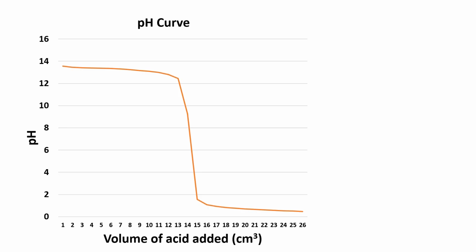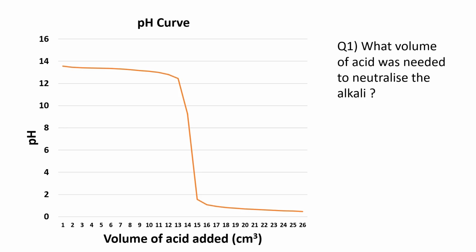Or you could also get a question like this: what volume of acid was needed to neutralize the alkali? So first of all, you need to remember that pH 7 is neutral. So with a pencil and ruler, you would draw on the graph in your exam a line from pH 7 until it hits the pH curve. And then you would draw another line again with the ruler down from that point, and in this case it looks like 14.5 centimeters cubed.